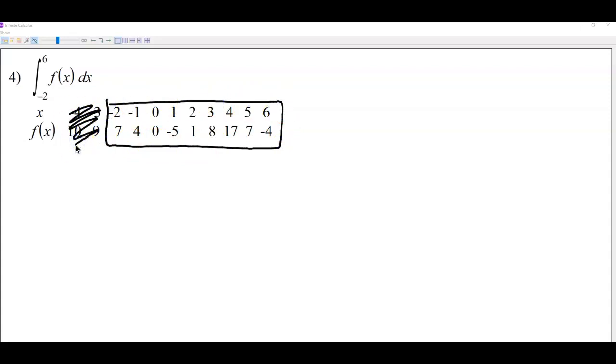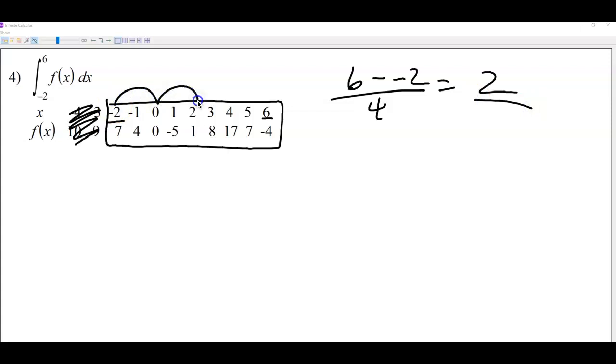We're going to take our last x value, and we're going to subtract from that our first x value, and we're going to divide by 4, which gives us 2. So that tells me what each of my subinterval widths are going to be, or the widths of my rectangle. So my rectangle is going to go in intervals of 2. So I'm going to go from -2 to 0, and then from 0 to 2, 2 to 4, 4 to 6. So all the bases of these midpoint rectangles are going to be the same. We're going to have 4 subintervals, each with a width of 2.